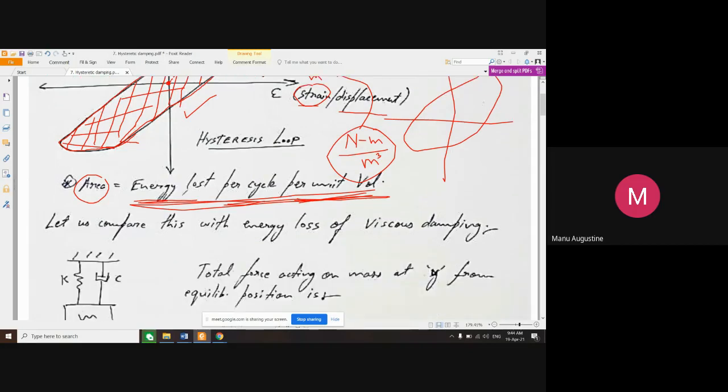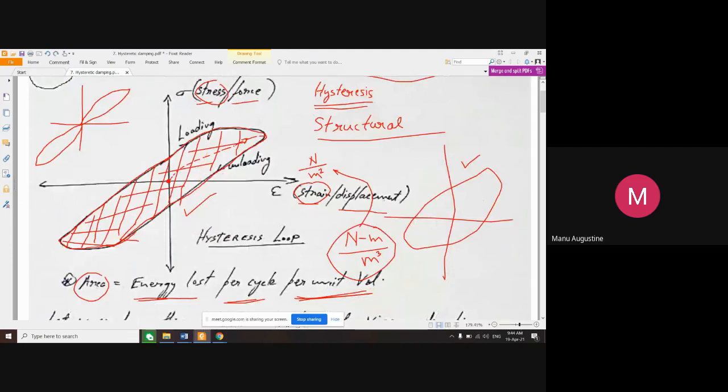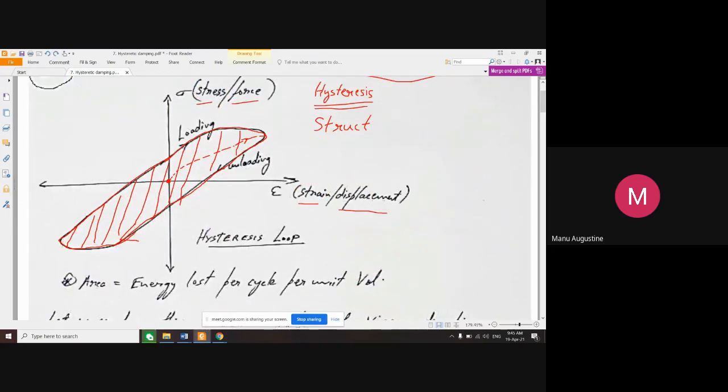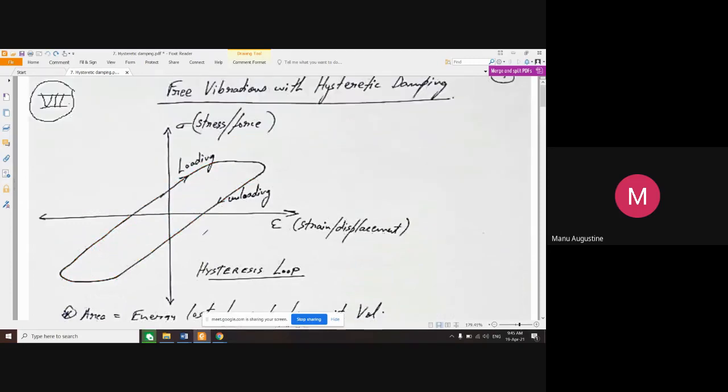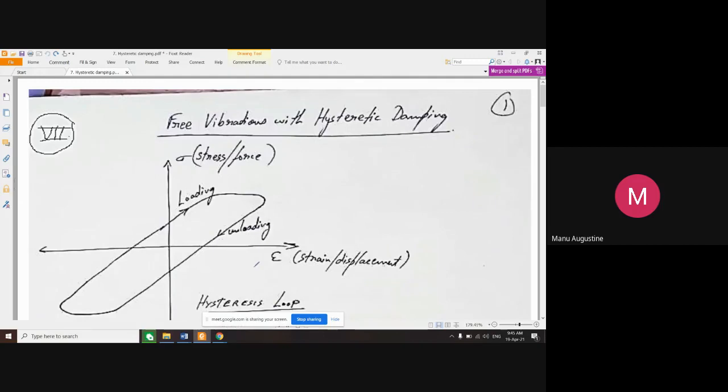Okay, now we are going to undertake a small mathematical treatment here, because hysteresis damping is not so easily captured mathematically like we captured the case of Coulomb damping and viscous damping.